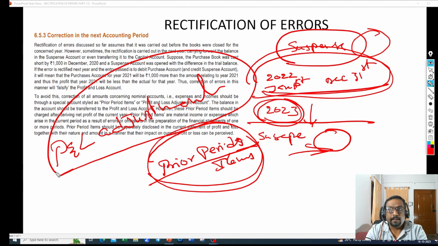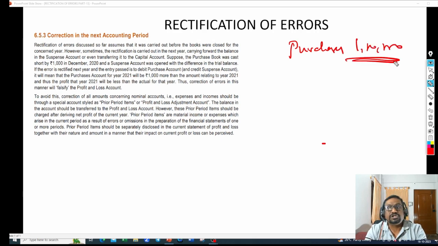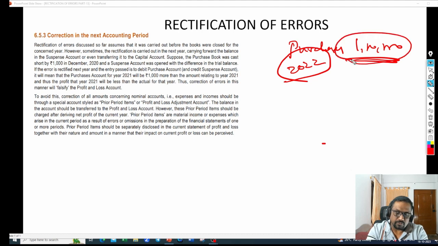Why? Because if I adjust any previous year related expenditure in the current year, what will happen? My profit will be understated. Simple example, I'll tell you. Let us say 1 lakh worth of purchases were short totaled in 2022.